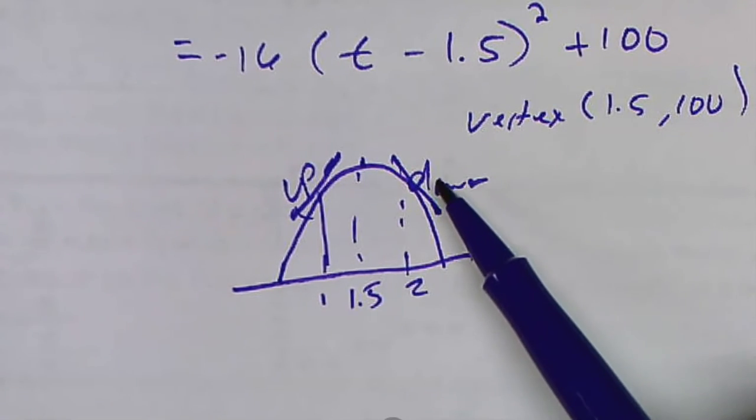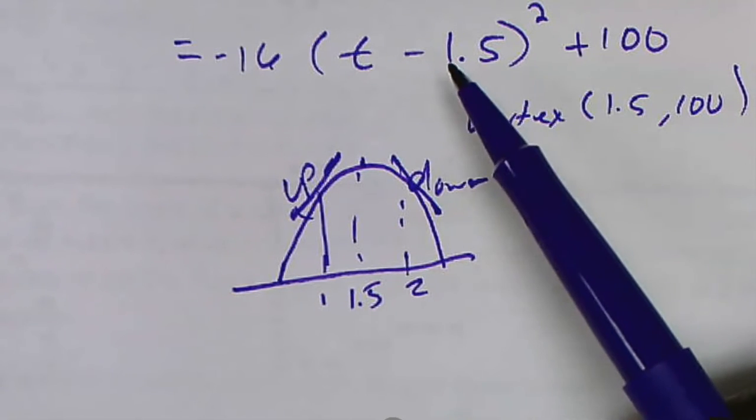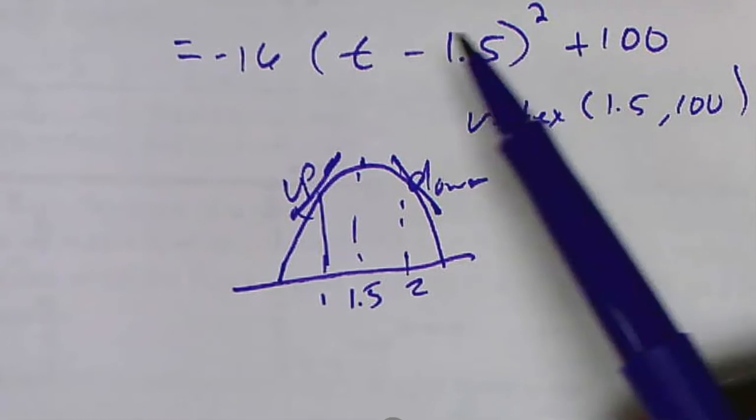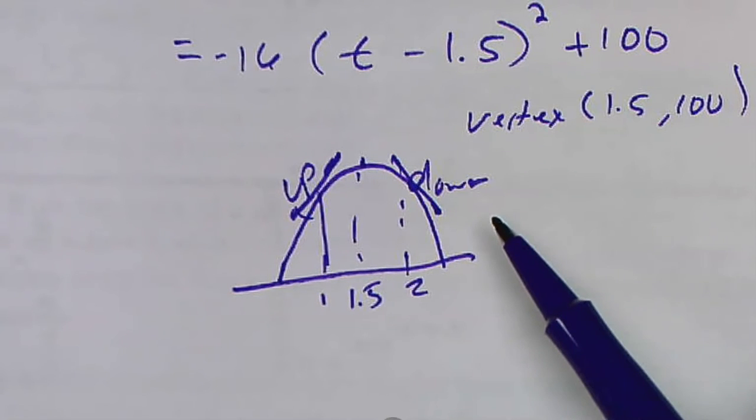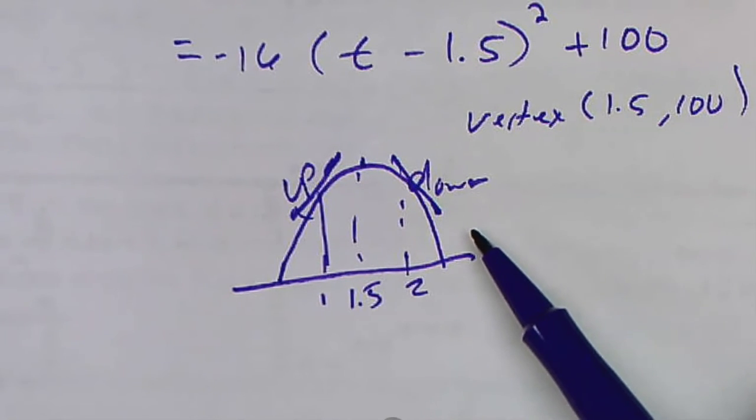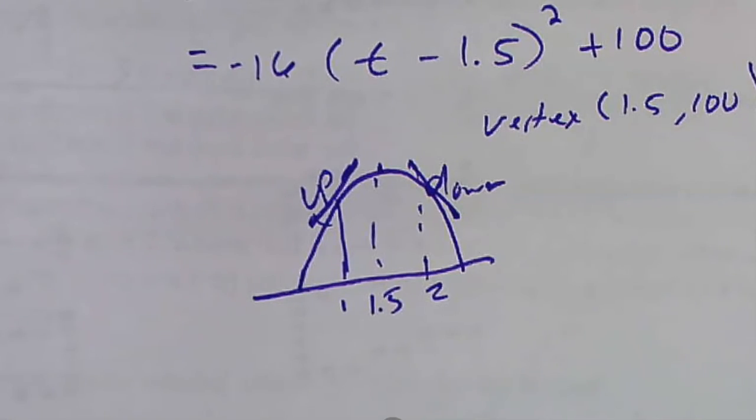So whenever possible, if you can create a shape of the graph using what you understand about its vertex and the a value, I would. And I can kind of make predictions just with that much. And I think that'd be the best way of answering any question like this, having an idea what that graph looks like.